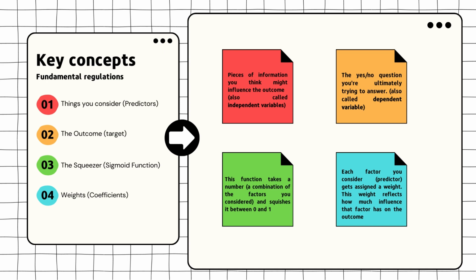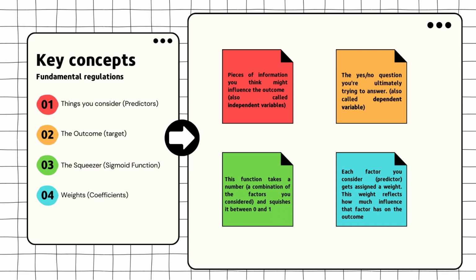Next, target or the outcome. This is the yes or no question you're ultimately trying to answer. In our rain example, this is the rain or no rain. In logistic regression, this is called the dependent variable.